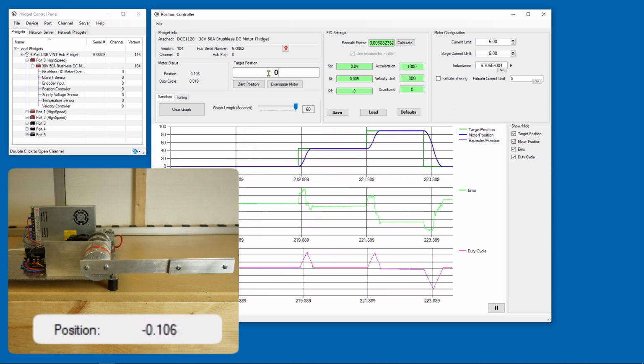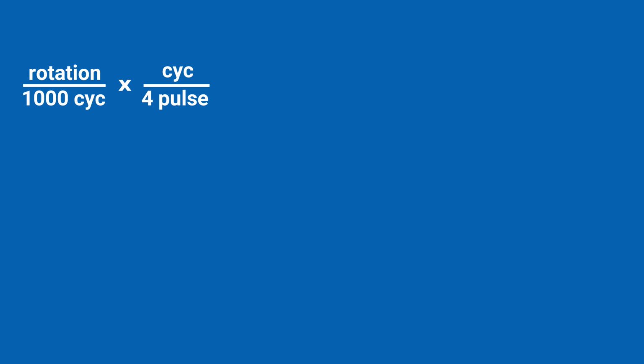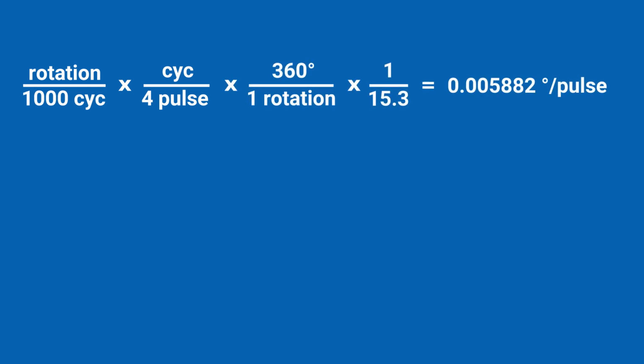Here's how the rescale calculation is done behind the scenes. The encoder outputs 1000 quadrature cycles per rotation, and the encoder interface on the motor controller records 4 pulses per count. There are 360 degrees in a rotation, and then we divide by the gear ratio of the motor's gearbox. Intermediate units cancel out, leaving us with degrees per pulse.